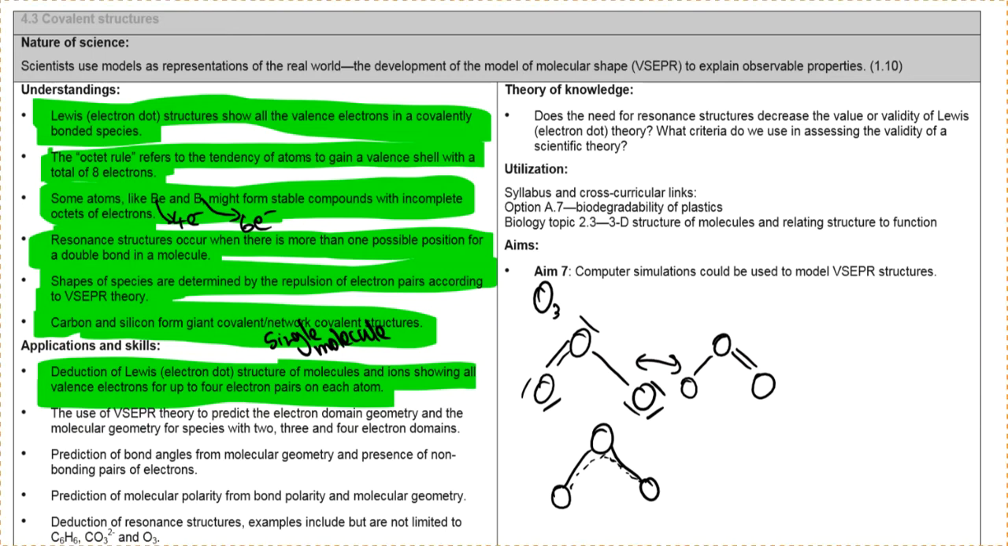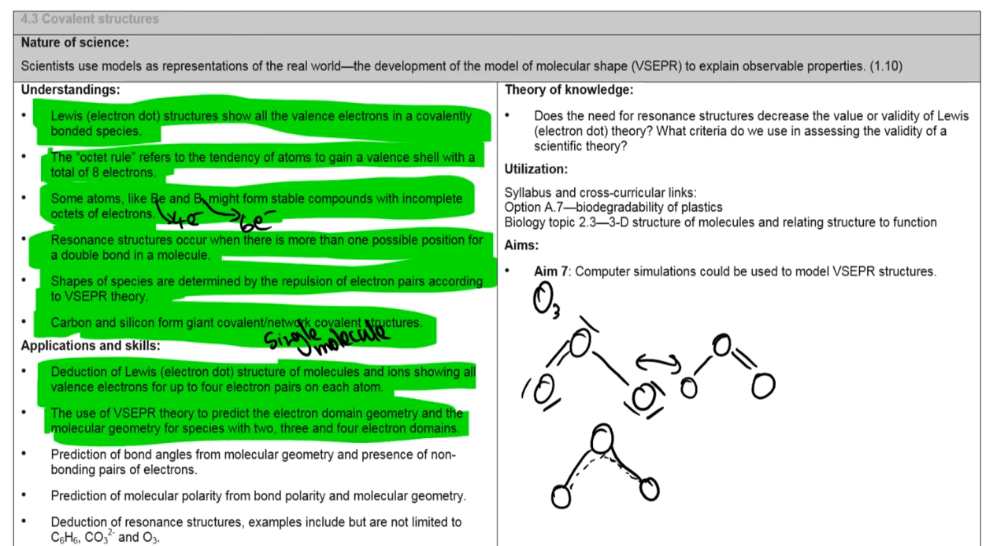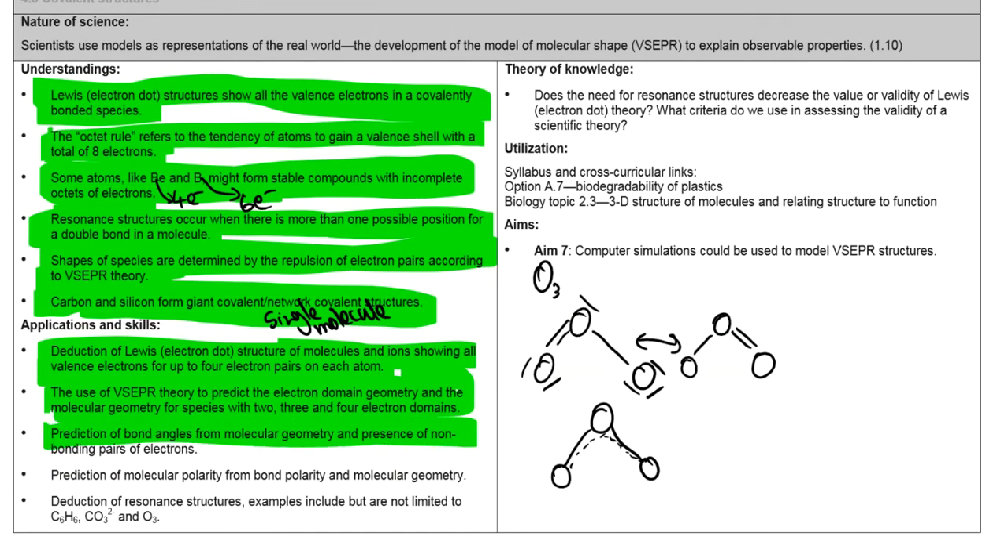The use of VSEPR theory to predict electron domain geometry. So VSEPR theory, again, another video. Prediction of bond angles, that's also a VSEPR theory video.